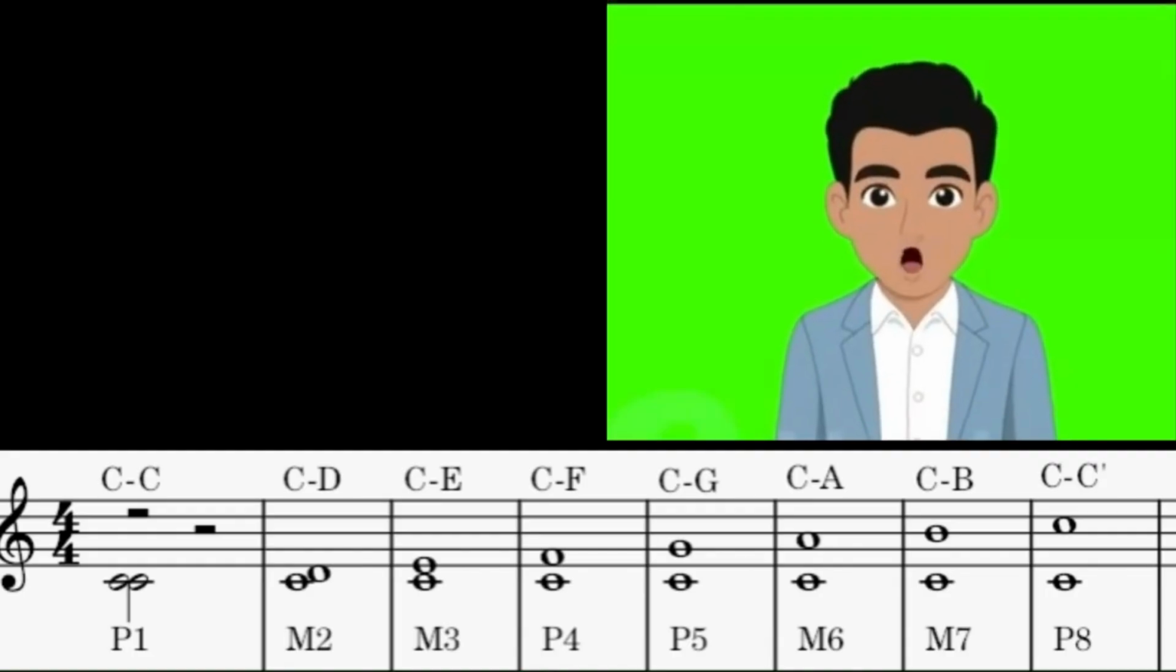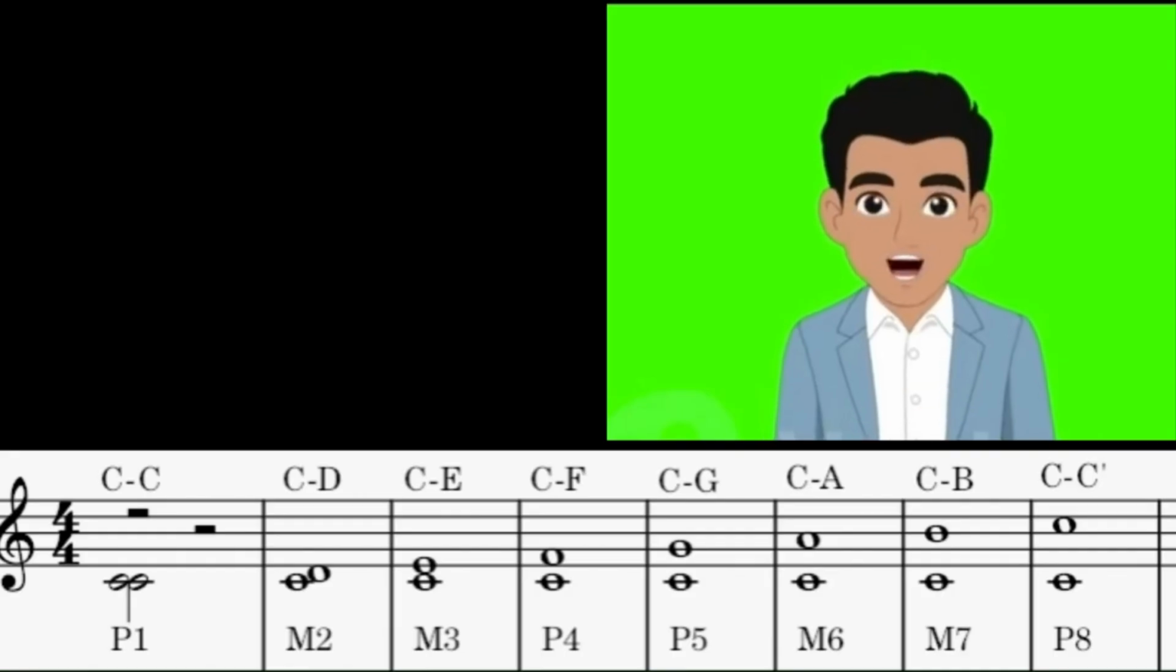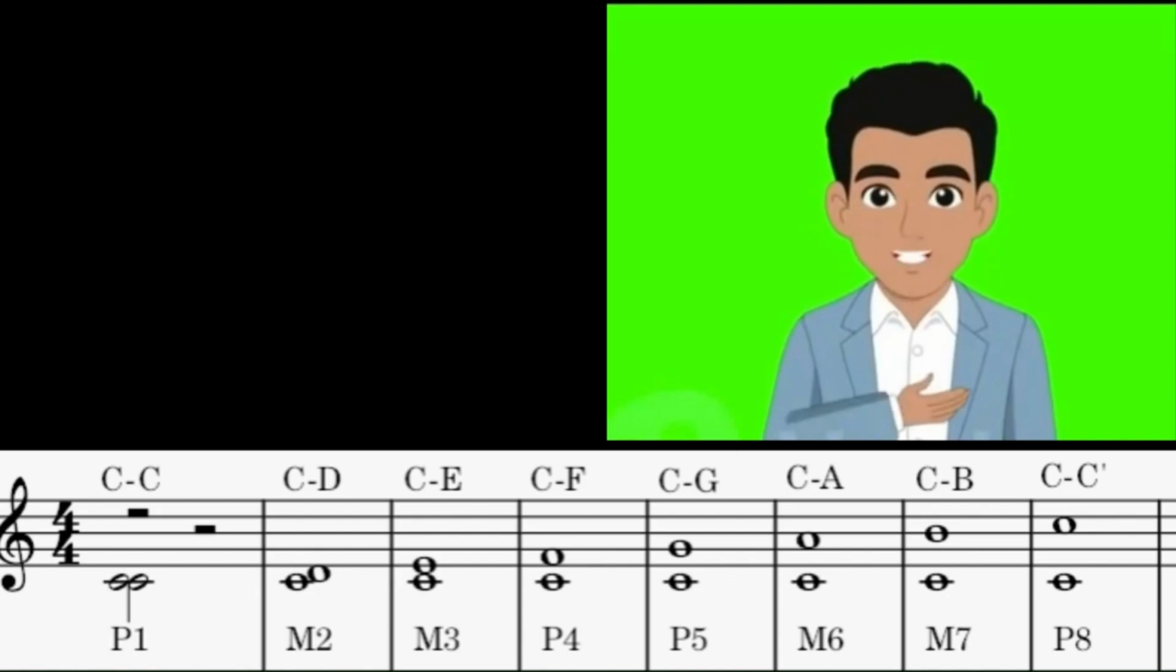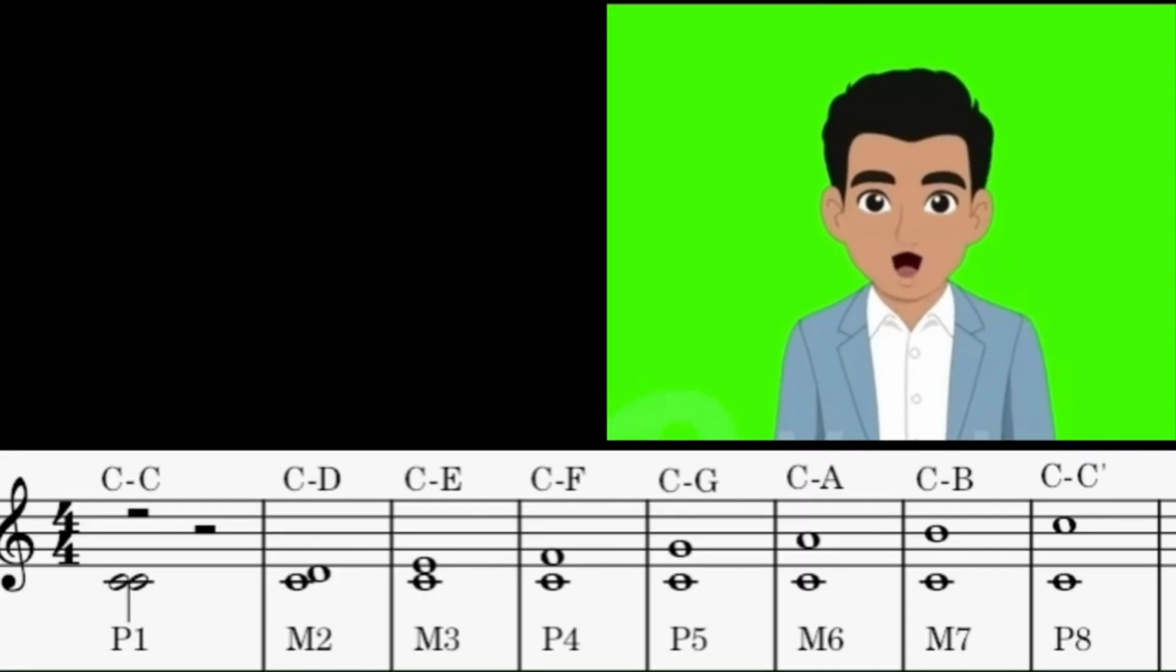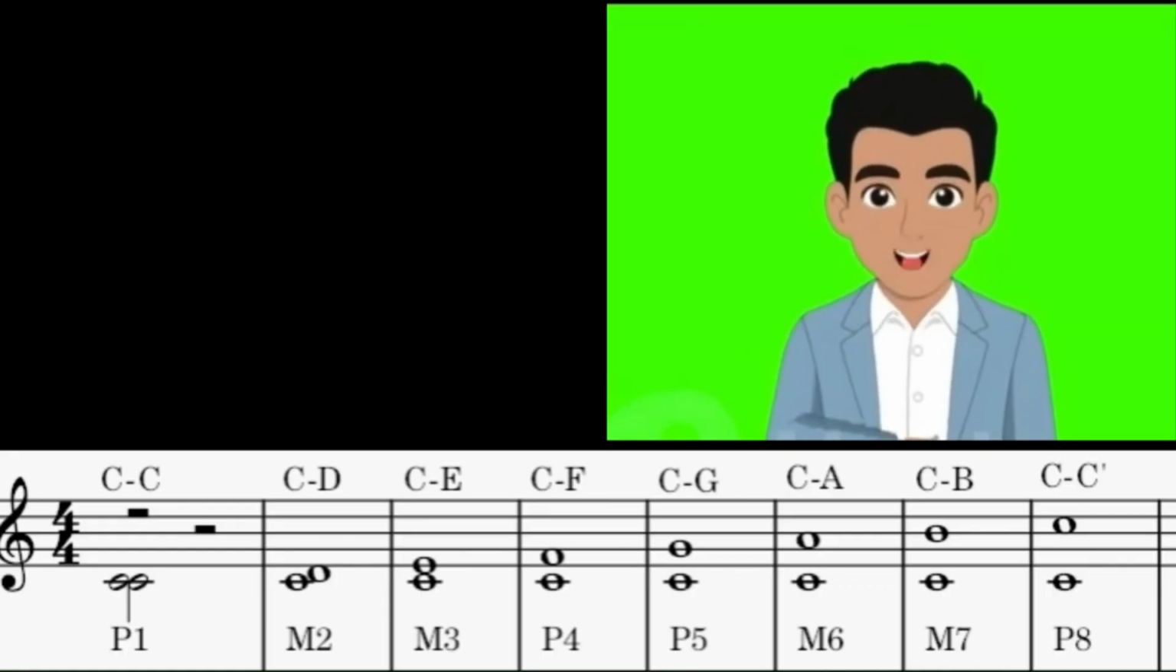We have perfect fourth, which is from C to F, and it has 2.5 tones since E to F is a natural semitone. We have perfect fifth, which is from C to G, and it has 3.5 tones. We have C to A, which is a major sixth, and it has 4.5 tones. We have C to B, which is a major seventh, and it has 5.5 tones. Finally, we have C to higher C, which is perfect eighth or perfect octave, and it has 6 tones.